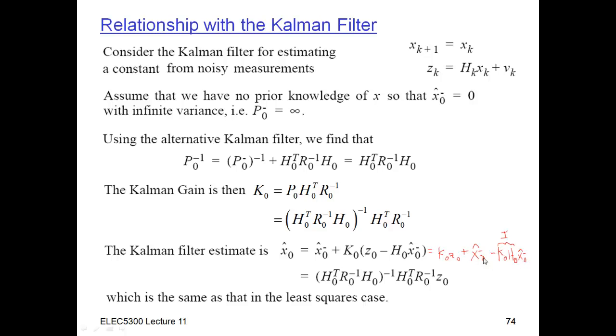So this is what I said. If I have infinite variance here, then it really shouldn't matter what my initial mean is, and so you can see the x0 minus hat dropping out of the equation. I get this, and this is exactly the same solution as in the least squares case.